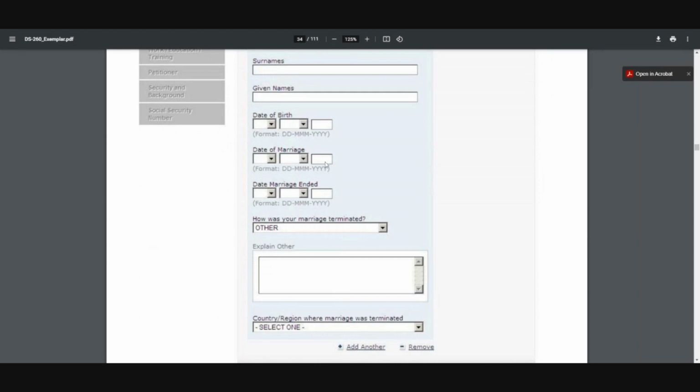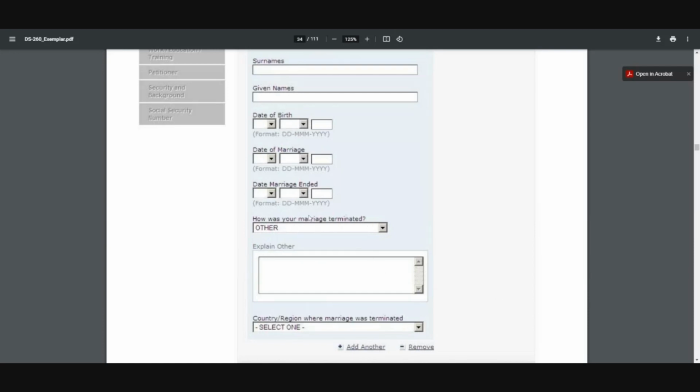See? Date of marriage, when you got married, very important. And their date of birth, very important. Date the marriage ended, very, very important. And how was your marriage terminated? It is a very, very normal occurrence for people to get married and to divorce. That is not a shock to them, and it is not a crime. So do not hide that information. Just let them know and make sure that you have supporting documents.